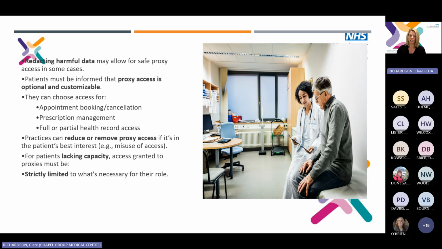When you're informing the patient about the proxy access, ensure that they understand that they have a choice. So it just goes back, and I know I keep reiterating the same thing, but it's just making sure that they know they have a choice that they're given. And always remember that you can reduce or remove the proxy access if you feel it will be in the patient's best interest.